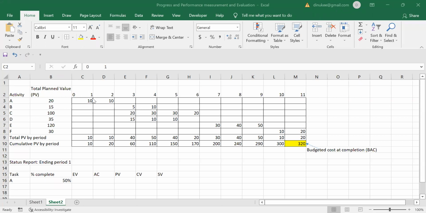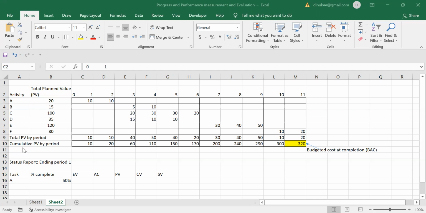And they are given how this work is going to be done in this time period, right? So please remember that as well. So, total plan value by period. According to this, at the end of period 1, the total plan value is 10. And in the second period, the total plan value is again 10. Likewise, I have taken the summation of the plan value for each of these periods, right?